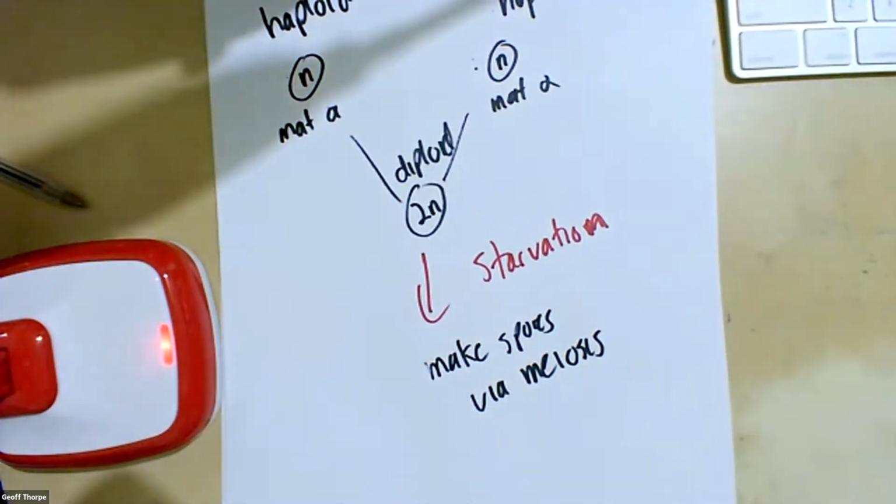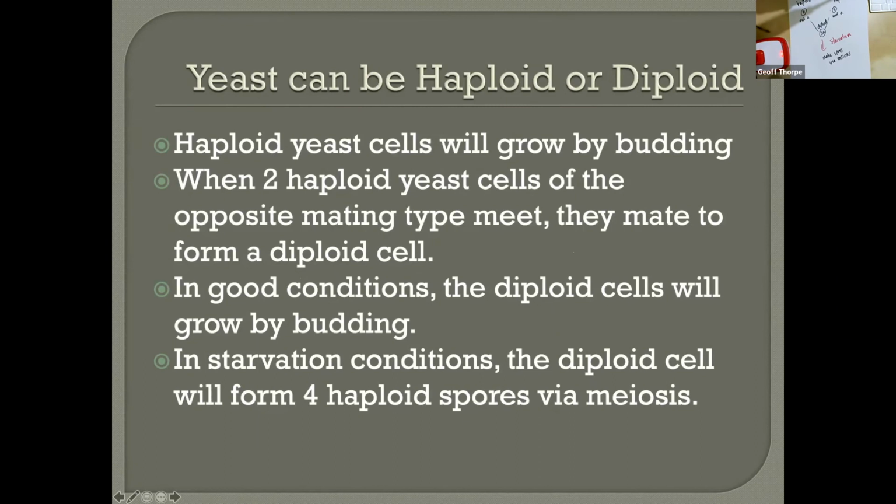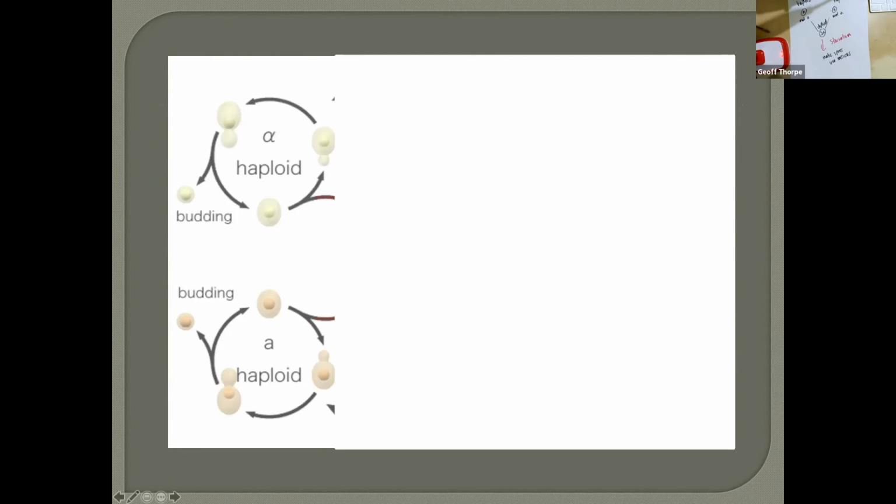So we'll go back to what we were looking at, which is what I've got here. In good conditions, the diploid cells will grow by budding. In starvation conditions, the diploid cells will form 4 haploid spores via meiosis. So this is just another way to show that.